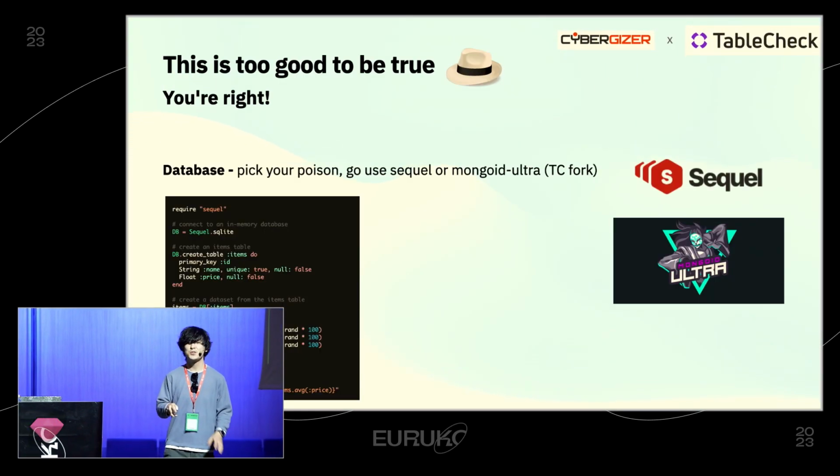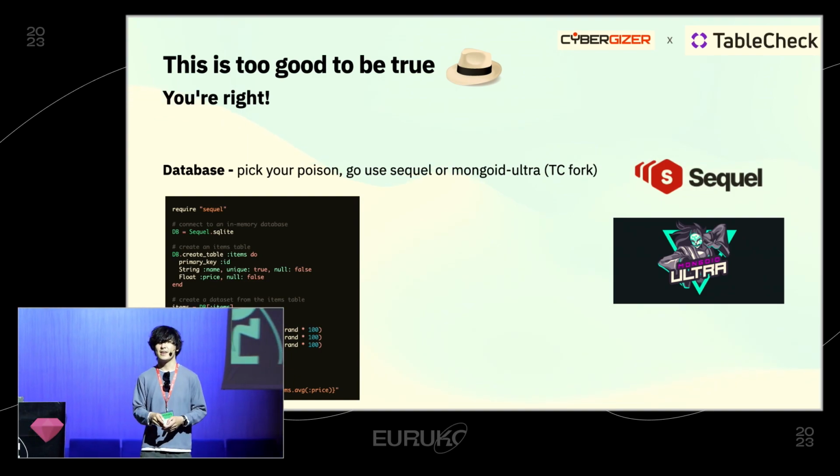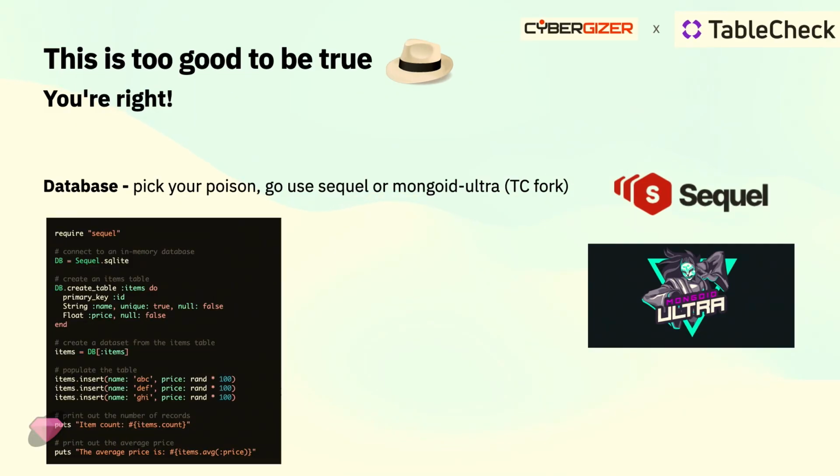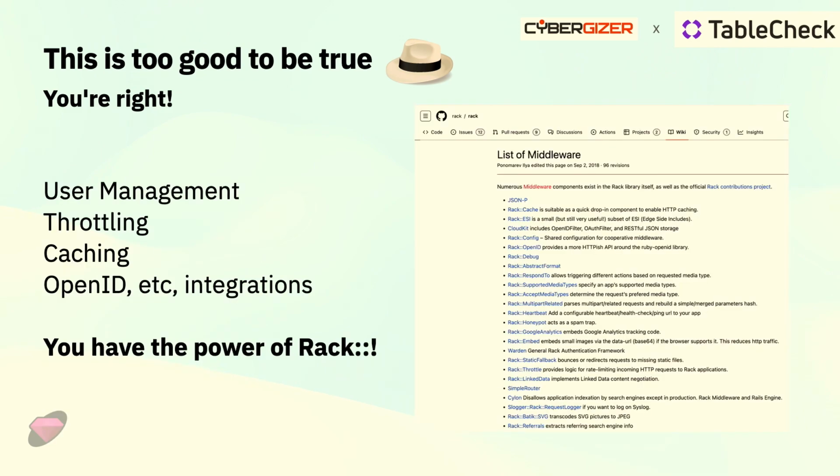Okay, so this is too good to be true, and you're kind of right. If you need a database, you're probably going to need to pick MySQL, MongoDB, whatever your pick. There's this amazing Ruby ORM called Sequel. I use it very often. I highly recommend it. I will plug that TableCheck, the company I work for, also has our own fork of Mongoid, which is the MongoDB driver for Ruby. It has some changes that are, we would say, better.